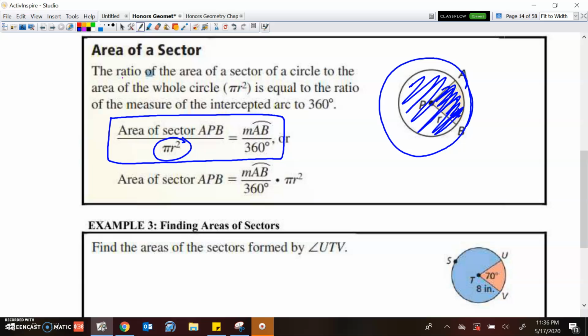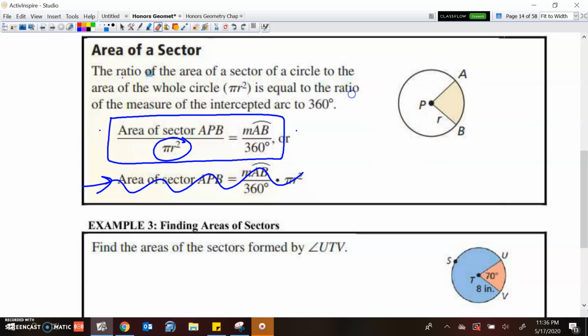Then they multiply both sides by pi r squared, and that's how they get this one. But I'm not going to use that one. I personally have found with students, especially when we first learn this, it's easier and means more if you understand why it's happening and not just memorize it. So again, one more time, because we'll apply it a lot: it's the area of this piece out of the area of the entire circle, hence pi r squared, and then the degree measure of this piece out of the degree measure of the entire circle.